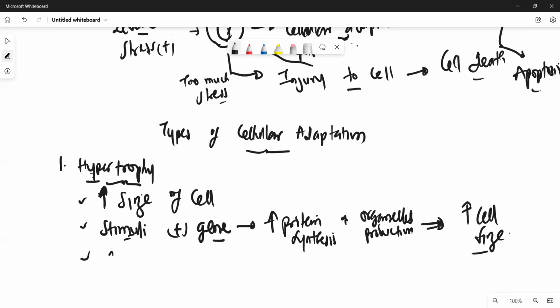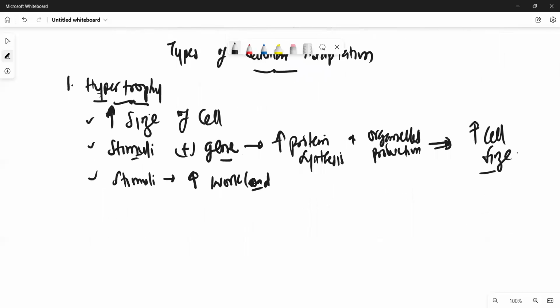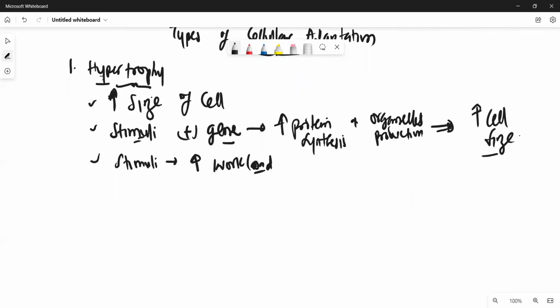And here, the stimulus for hypertrophy is most of the time an increase in work overload. So if you are putting a lot of work on the cell, that will make the cell get bigger. So increased work overload is usually the stimulus. So let's look at some classic examples of hypertrophy. I want to start with the cardiac system, for example, the cardiac muscle.